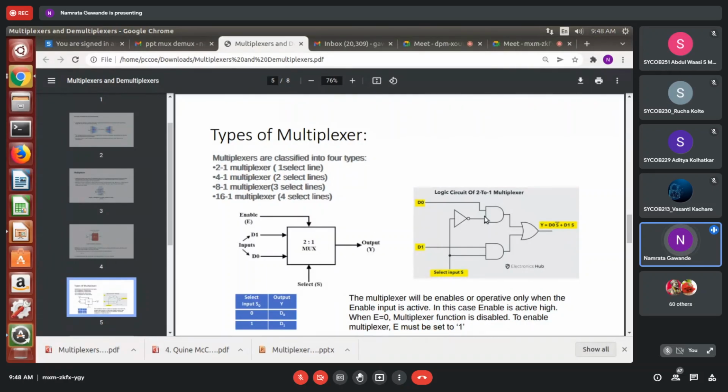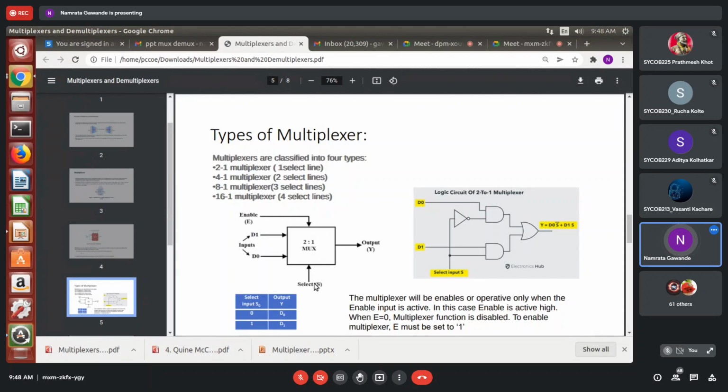Now, in this first diagram, you can see the block diagram of the 2:1 mux, where D0 and D1 are the 2 inputs and there is 1 output. Along with these inputs and output, you can see the select line. There is only one select line. And along with this, you can see the enable. We'll see this part first and then we'll see what the enable is.